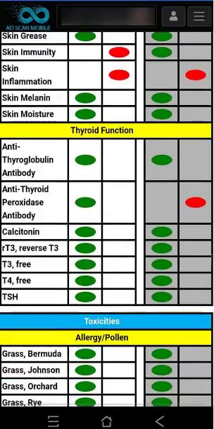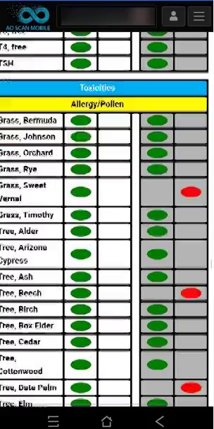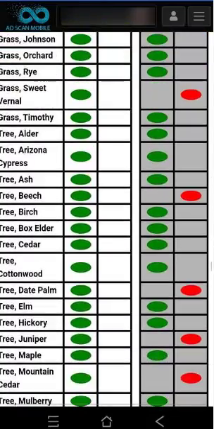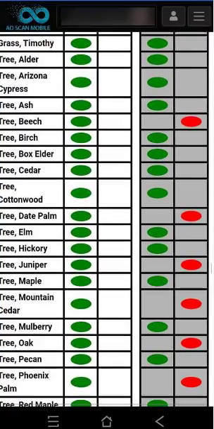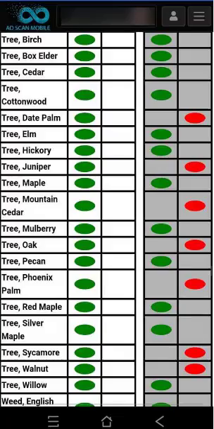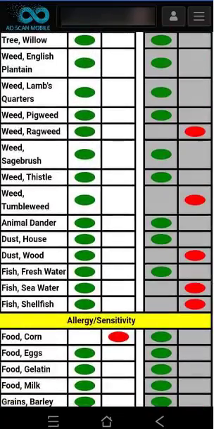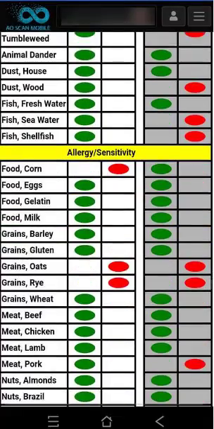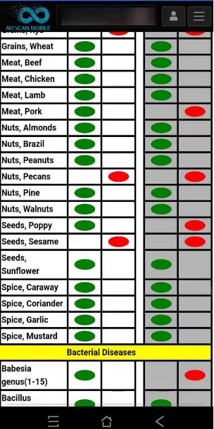Thyroid function is mostly good. We have some toxicities, things in the environment that get inside the body that the body doesn't really like because it doesn't have enough strength in the liver to detoxify it. And food sensitivities, I've seen a few for sure. It's common for a lot of people to have allergies.